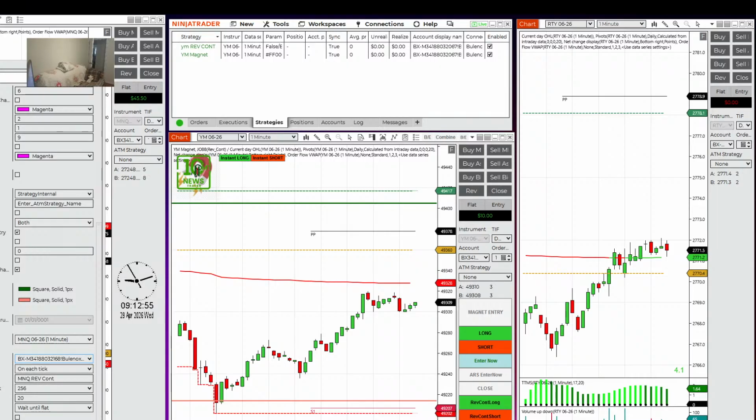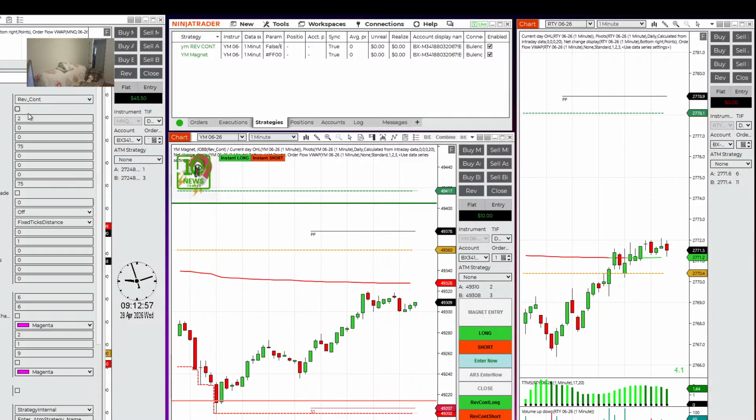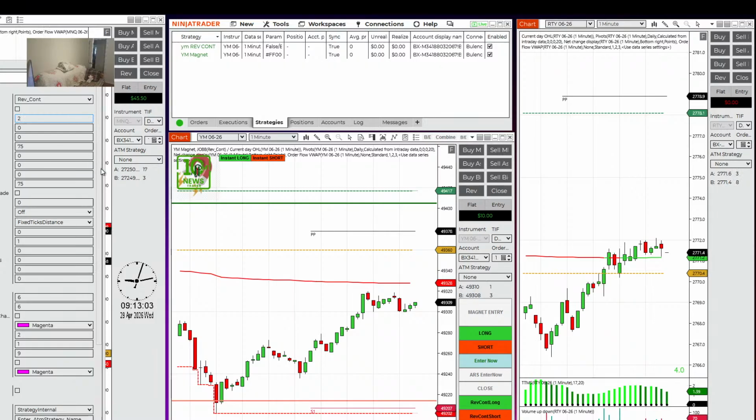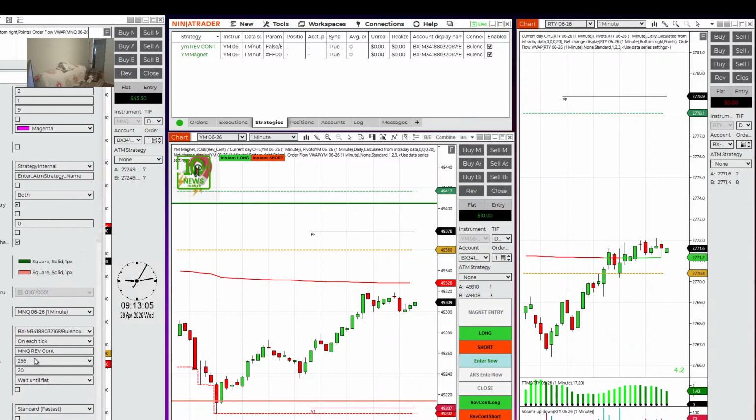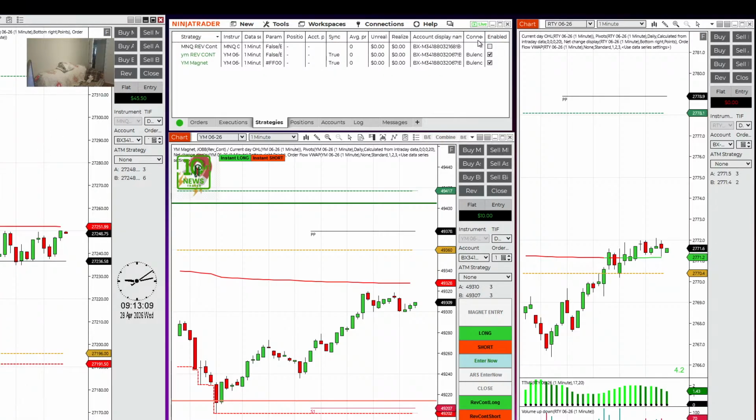So our MNQ reverse continue, just a couple of contracts, 75 target, 75 stop. Simple. Labeled. Apply it. Okay. So we have one setup.